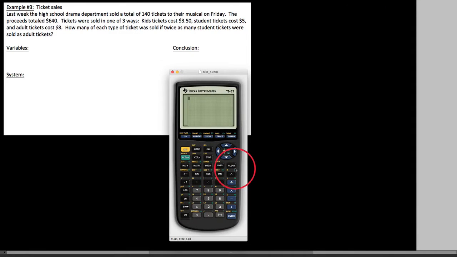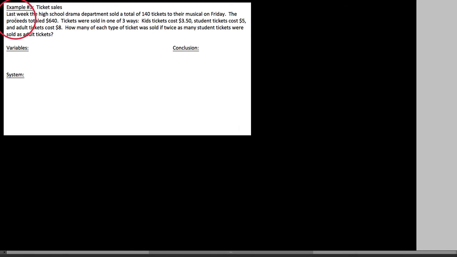Okay guys, let's look at another situation in which we could set up and solve a system of equations to find some desirable unknowns. So using our best practices here, let's read through and identify first of all what our variables should be and define those.